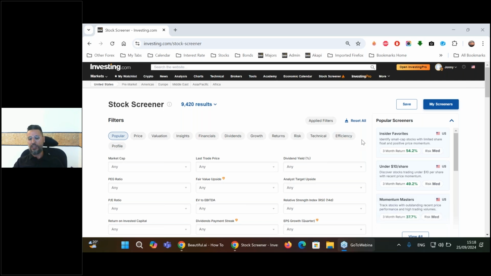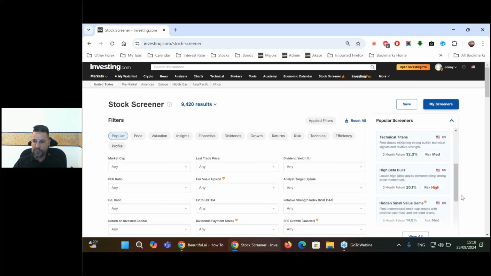So again, all right, this is the first step. I pull up the stock screener. As you can see, there's a nice logo here on the top strip here. You just click on the stock screener, and right here on the side, popular screeners. This is where I want to go.